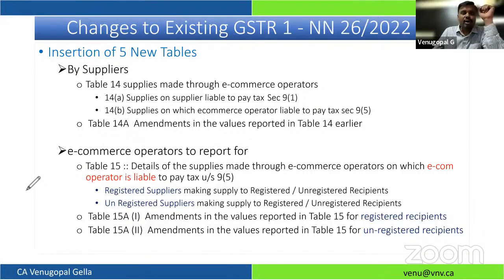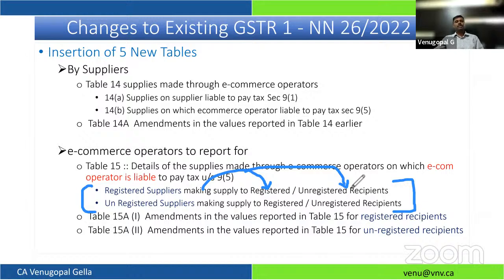Here they have brought a distinction, saying that this categorization has to be further made: a registered supplier making a supply to a registered person, and a registered supplier making a supply to an unregistered person. Registered is B, so B2B and B2C. So both will be reported.